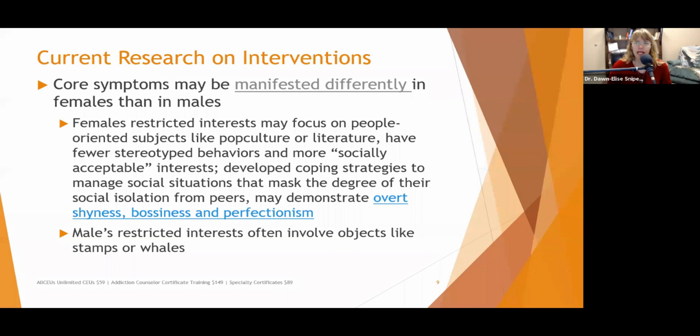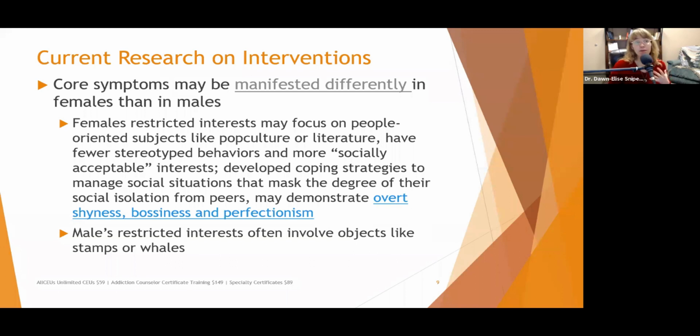Core symptoms may be manifested differently in females than males, and this is not definitive, but they have found that in a lot of females, their restricted interests, those things that they show that hyper focus on, may revolve around people-oriented subjects like pop culture or literature. They may have fewer stereotyped behaviors and more, quote, socially acceptable interests. Often, females develop coping strategies to manage social situations that mask the degree of their social isolation from peers, and they may demonstrate overt shyness or bossiness and perfectionism.